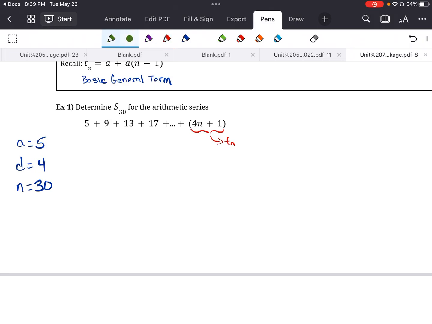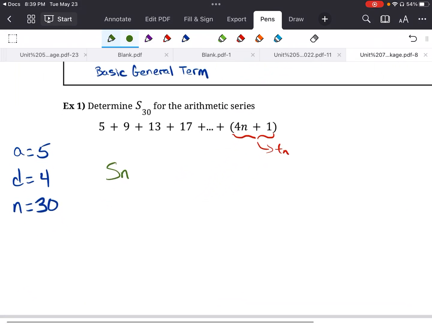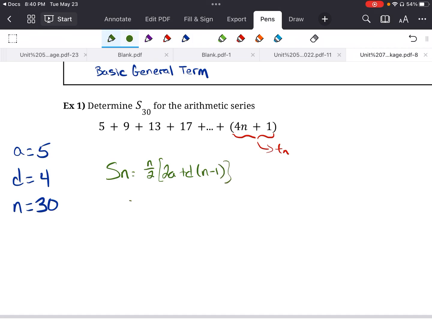Okay, so we're going to be working with the general sum term here. So we have n over 2, bracket 2a plus d times n minus 1. Okay, so we know n is 30, a is 5, d is 4.